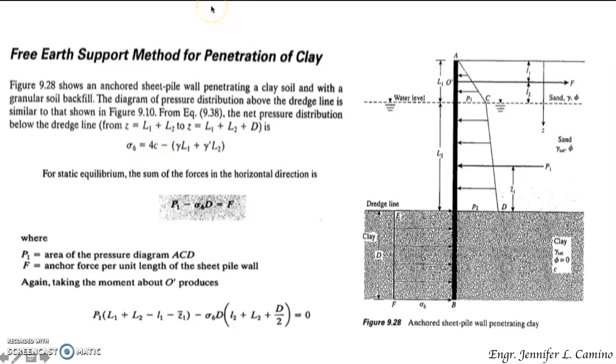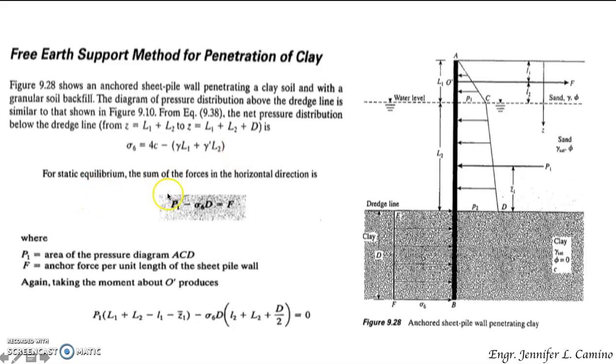So as we continue, the diagram of pressure distribution for the free earth support method for penetration of clay, its pressure diagram above the dredge line is similar to what is shown in figure 9.10 previously. So the net pressure distribution below the dredge line from Z, which is equal to this value, is sigma sub 6. This sigma sub 6 is equal to 4C sub prime, or this expression.